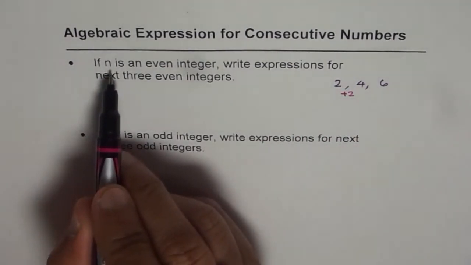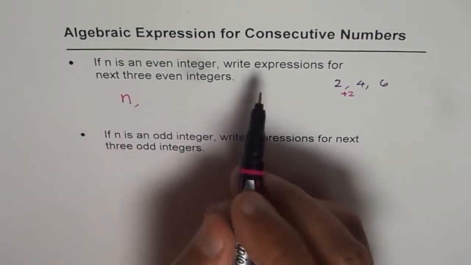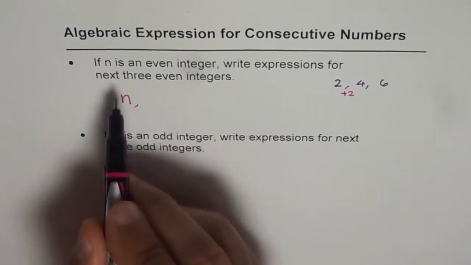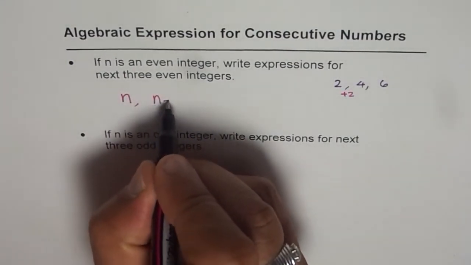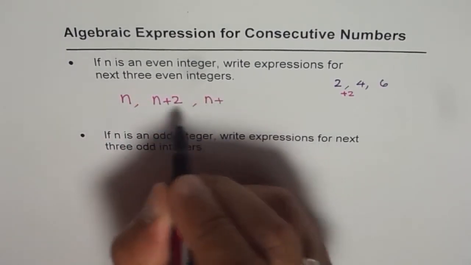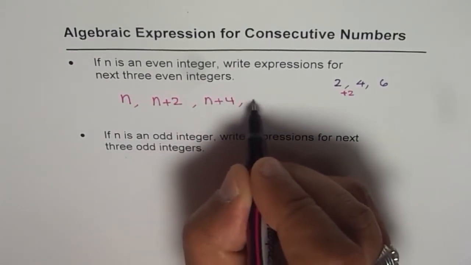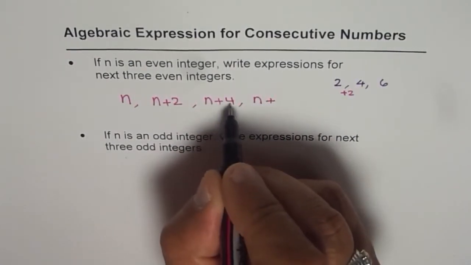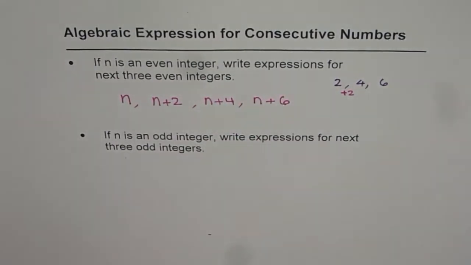If n is an even integer, so n is your even integer, write expressions for the next 3 even integers. So the next integer should be n plus 2, and then it will be n plus 2 plus 2, that means n plus 4, and next will be n plus 4 plus 2, which gives me n plus 6. So that is how you can get the next 3 even integers, okay?